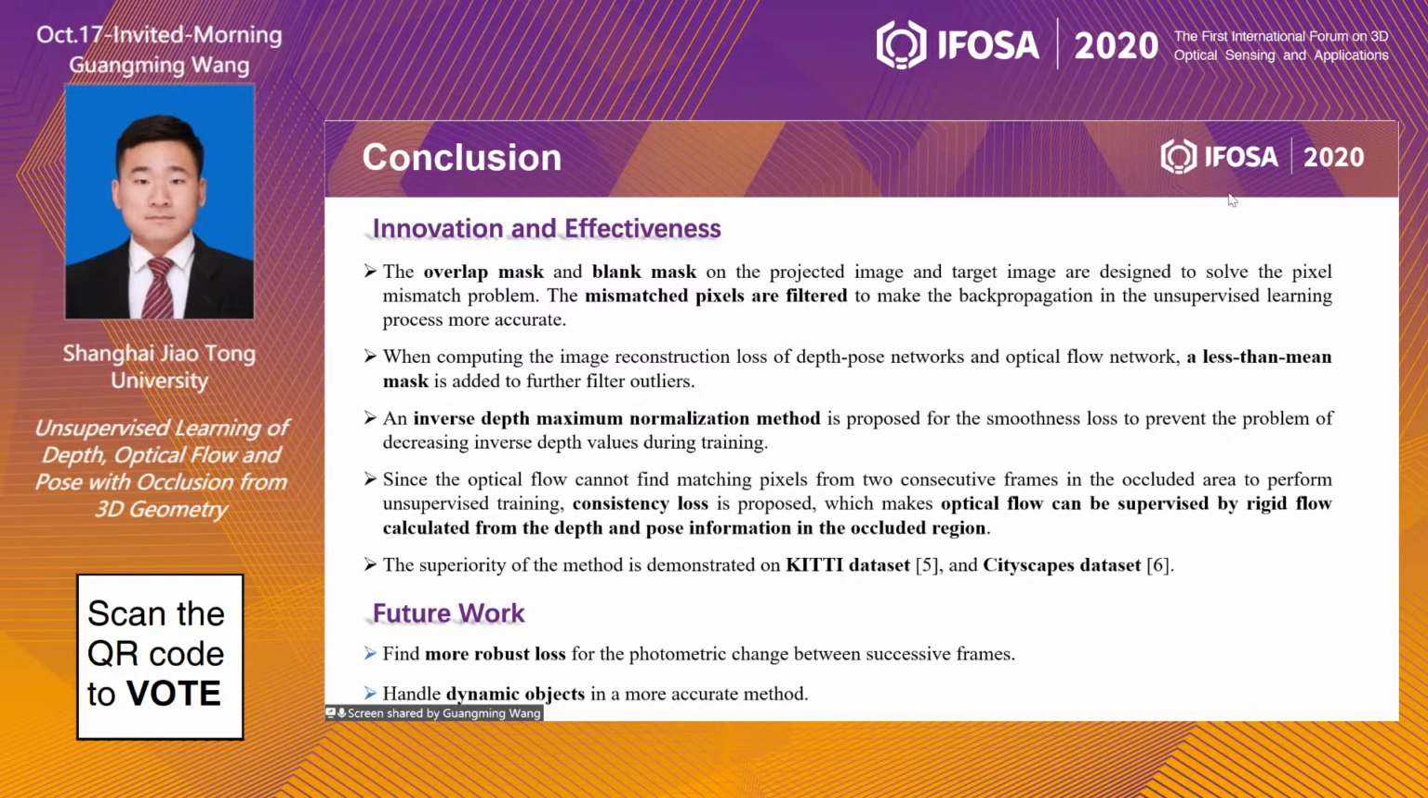The conclusion. In our work, the overlap mask and the black mask on the projected image and the target image are designed to solve the pixel mismatch problem. The mismatched pixels are filtered to make the backpropagation more accurate, and the less-than-mean mask is added to further filter the outlier pixels. And an inverse depth maximum normalization method is proposed for the smoothness loss to prevent the problem of decreasing inverse depth values during training.